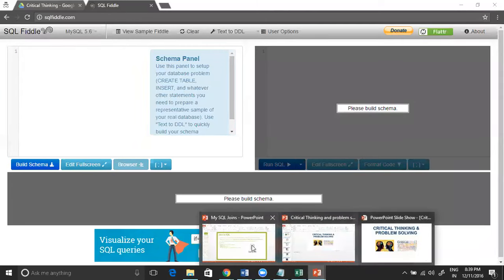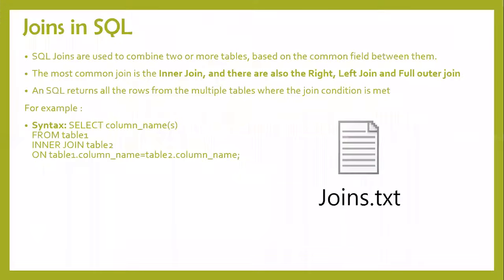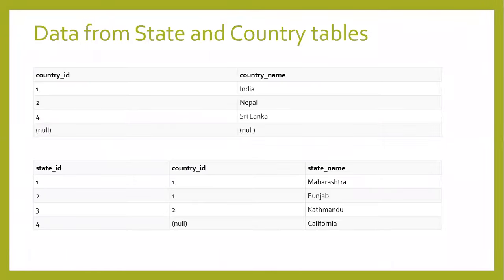So let's go back to our presentation, right? And let's talk about all of the joins. So here's the data that we're going to use today. And we've got two tables. We've got a country table. Two more people raised their hands. Thanks a lot for raising your hands.